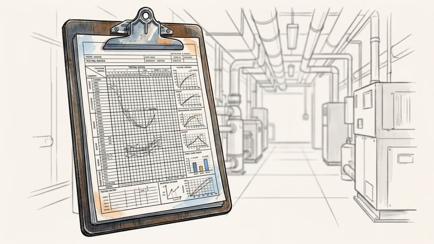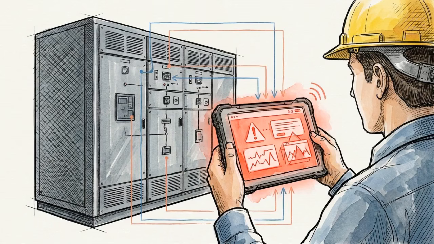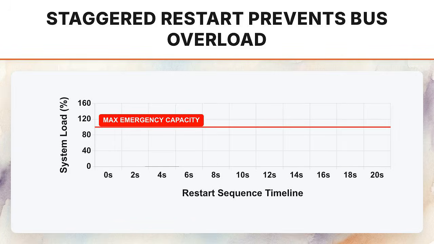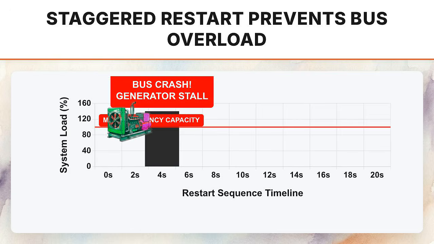The final testing phase is Level 5, Integrated System Testing, or IST. Here, the facility validates the mechanical systems against simulated catastrophic edge case failures. A critical failure scenario is the transition from the utility grid to backup generator power. If all compressors attempt a simultaneous step-load restart, they will immediately crash the emergency bus.